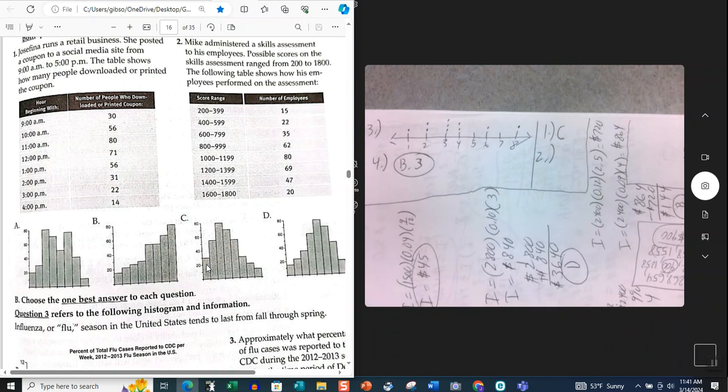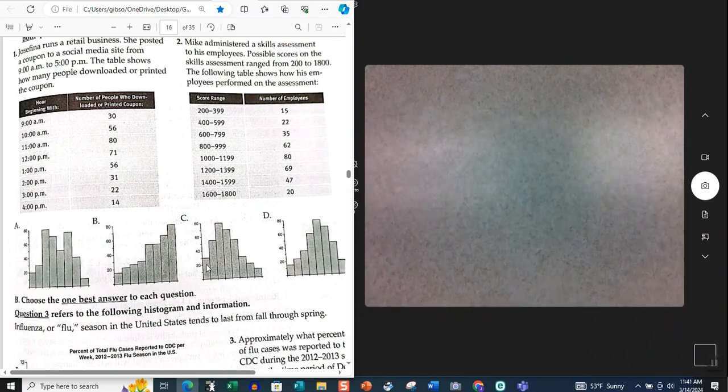So problem number 2, it says Mike administered a skills assessment to his employees. Possible scores on the skill assessment range from 200 to 1800. The following table shows how his employees performed on the assessment. So we look here, our first value should be 15. Anything that's 20 or higher for our first value, we would not use. So that would be A and C. Now we're just looking at B and D.